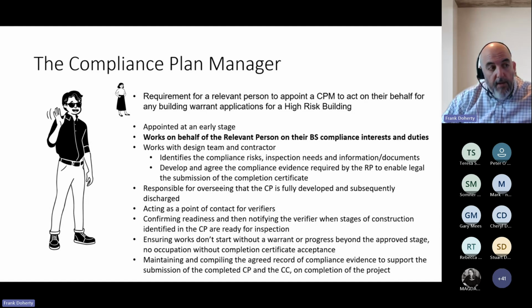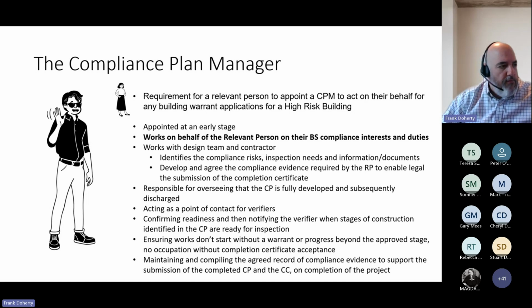There is an intention that they would be the point of contact for the local authority verifier. So the verifier would contact the compliance plan manager when they had any queries, particularly during the build stage, and to arrange any inspections, rather than contacting a contractor and a subcontractor and another subcontractor. They would confirm readiness and all these.